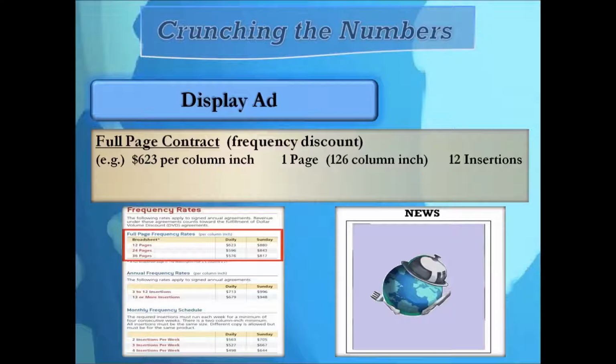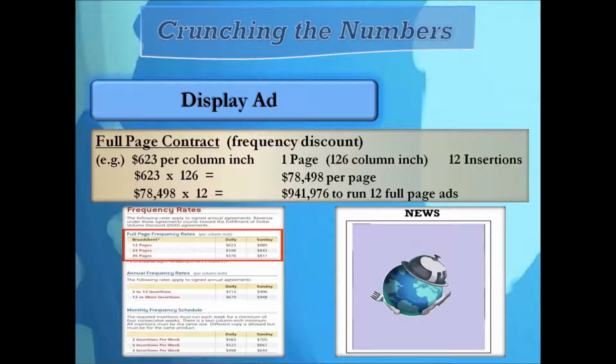My initial reaction when I saw the rate was, "Oh wow, $623 per day? That's so cheap." Then I realized it's per column inch. So it's $623 times 126 column inches, and that's $78,498 per page. Now let's multiply that number by the 12 pages that we agreed upon, and the total is $941,976 to run 12 full pages of ads.